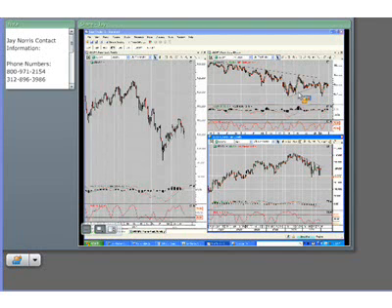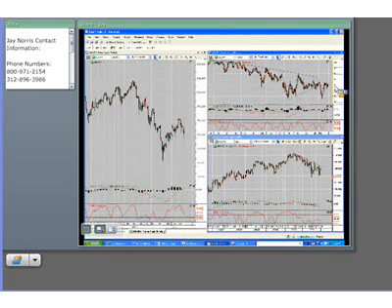I kept the lines in there that mark that symmetrical triangle. We see basically the market came back and tested the breakout, tested the original breakout. Let's see where it goes from here.